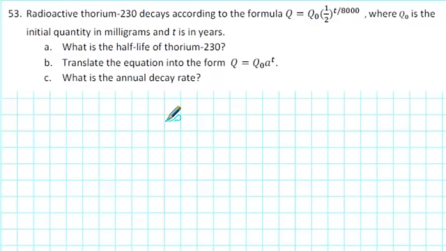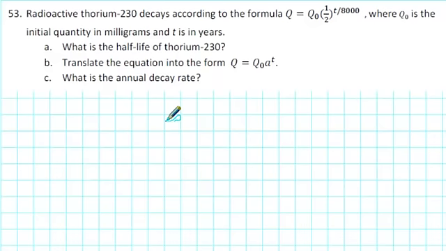Radioactive thorium-230 decays according to the formula Q = Q₀ · (1/2)^(T/8000), where Q₀ is the initial quantity in milligrams and T is in years. A. What is the half-life of thorium-230?